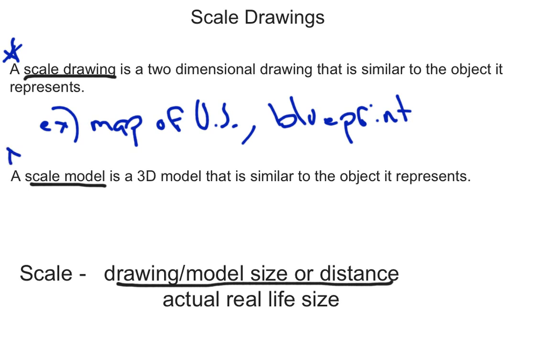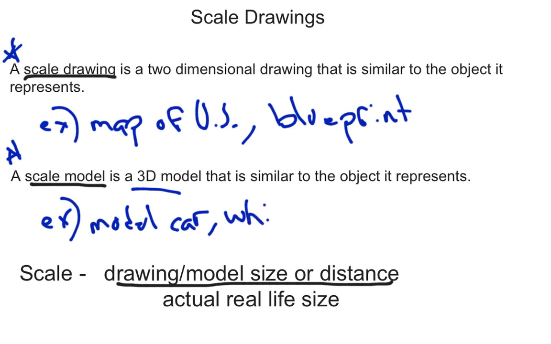Part two is kind of the same thing, except we're talking about three-dimensional. A scale model is a 3D model that is similar to the object that it represents. You can think of any model, like a model car would be an example of a scale model. A model of the White House could be a scale model. Maybe even a cell model.